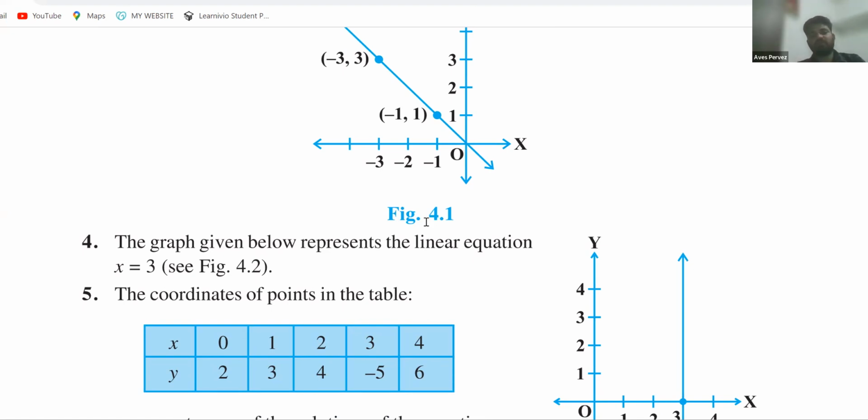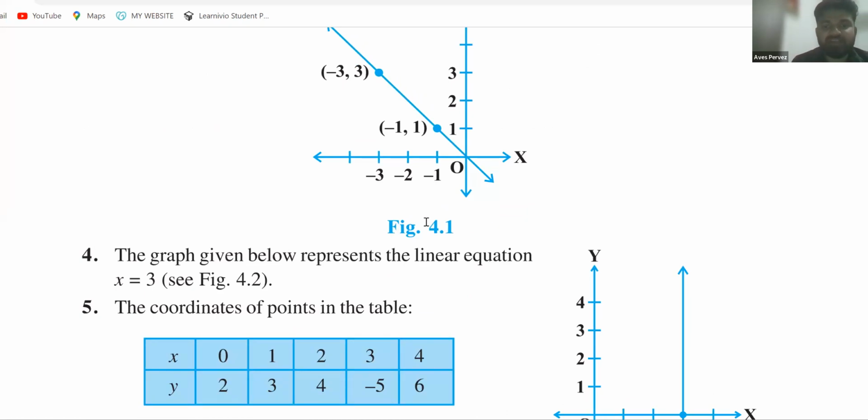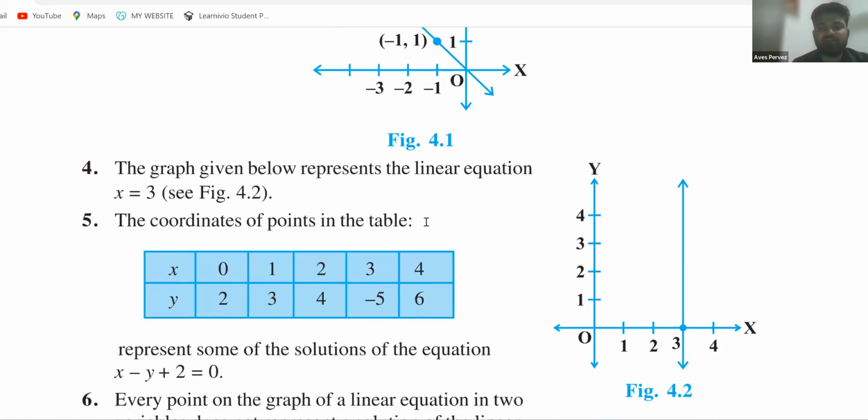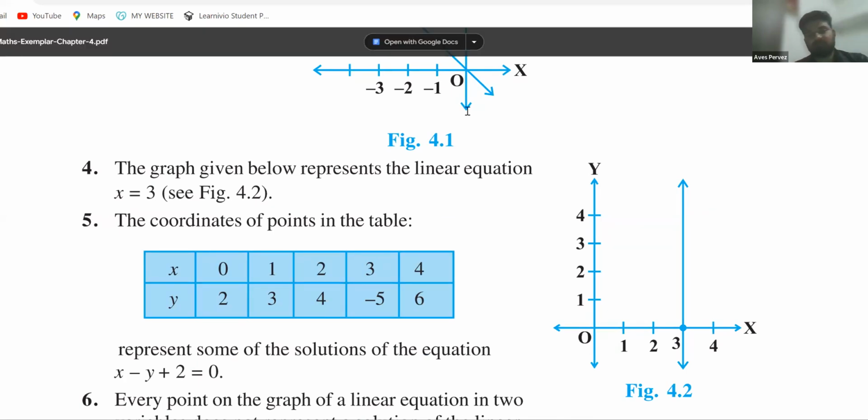So tell me question number 4. The graph of the line represented here, in figure 4.2, is going to have x equal to 3. Is it true or false? True, sir. False. It is false. Alvina, you? I say it's true, sir. Alvina is saying true. And the next one, Fakiha, it is false.